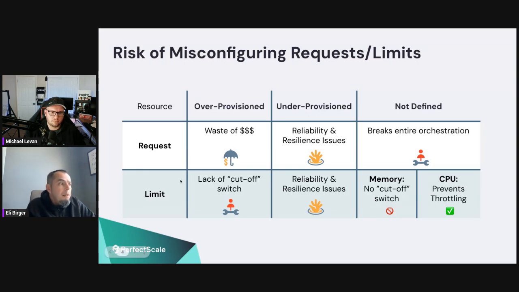And looking into the limits, when we over provision them, we basically are not setting the cutoff switch. If my pod can consume the entire memory of the node, then there is no cutoff switch. It can kill the node. If we under provision them, then again we have throttling, we have evictions, we have out of memory. And if we do not set them, for memory, it's again a cutoff switch. For the CPU, it's a little bit of a different story. This is where we actually recommend not to set the CPU limit at all, unless you know why you are doing this and what is the exact case why you need it.